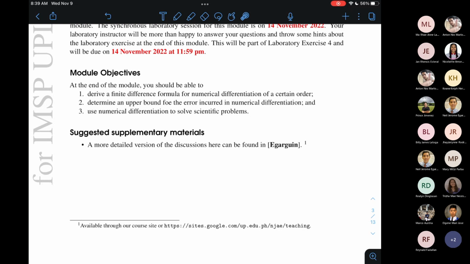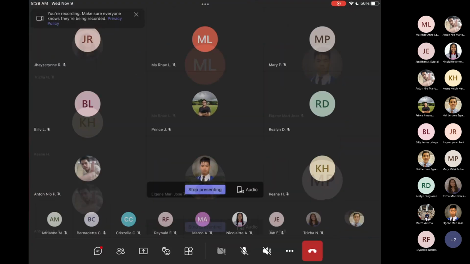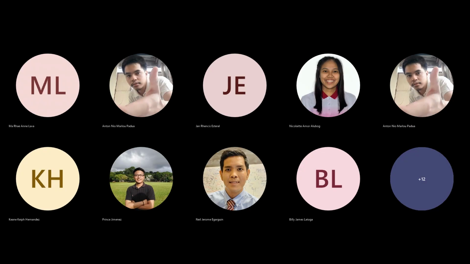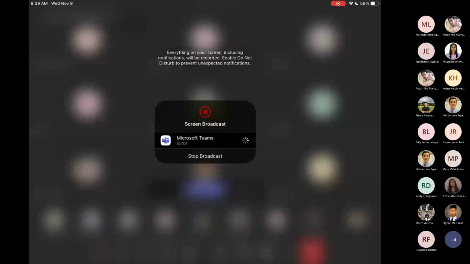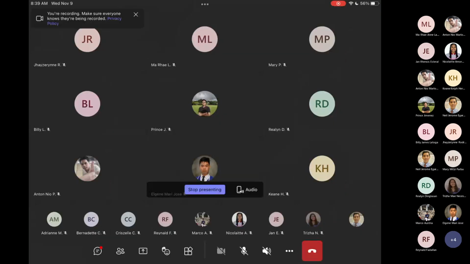And yes, Kiefer, I'm sharing my screen. So if you're not able to see it, let me restart it. Okay. So yun. And then the second goal. Hold on. Wala kasi yung ibang copy nung slide. So yung nasa screen lang din.